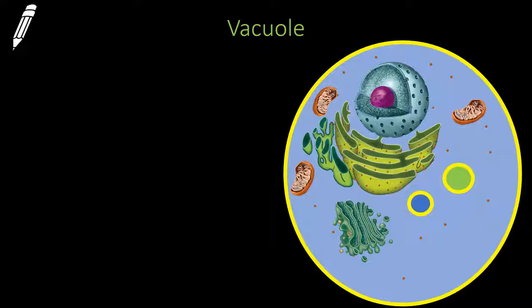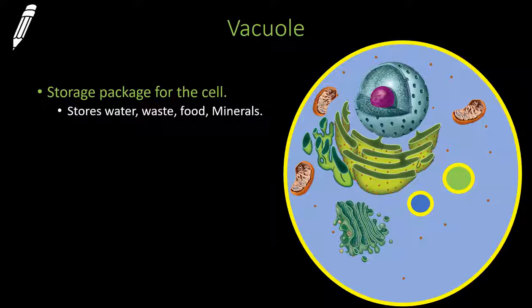Next, we have a vacuole. What a vacuole is essentially just a storage compartment. Vacuoles could store water, waste, food, or minerals for later use at a cell. One thing to keep in mind is animal cells have very small vacuoles. When we talk about plant cells later, plant cells have a vacuole that's very, very large to store lots and lots of water. But what a vacuole is, I want you just to think a storage package. Okay.